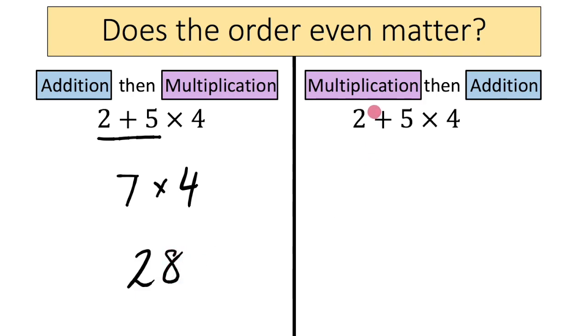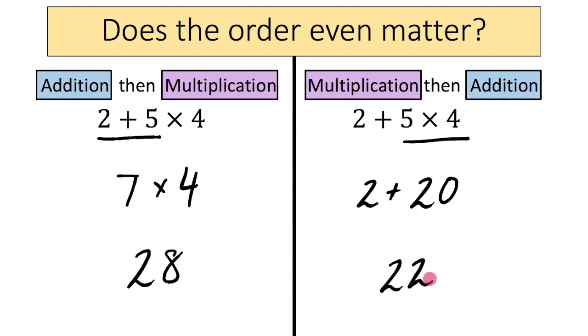Let's now do multiplication, then addition. So that would mean I'm going to do 5 times 4 first. 5 times 4, that is 20. I've still got this 2 plus here, and 2 plus 20, that is 22. Now, hopefully you can see I've gotten two different answers.